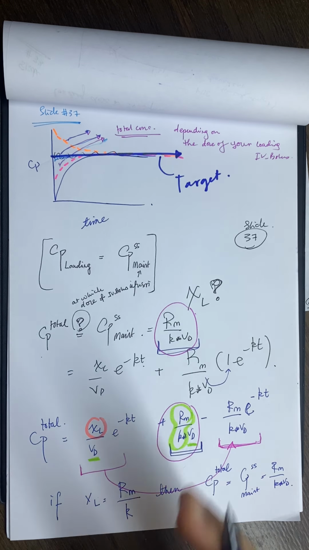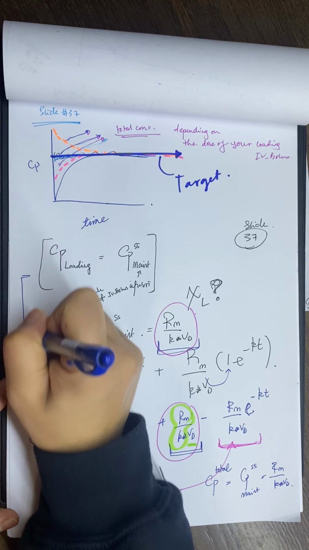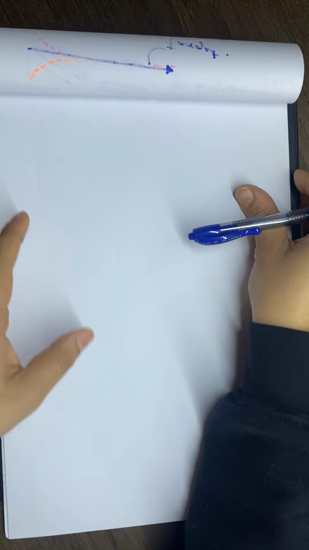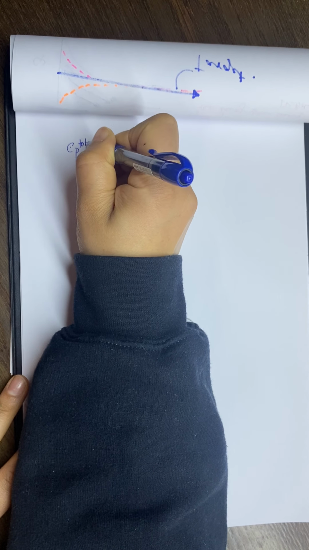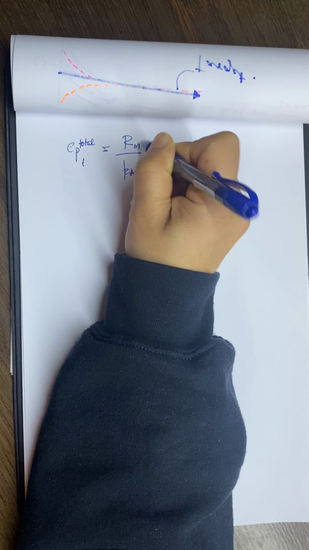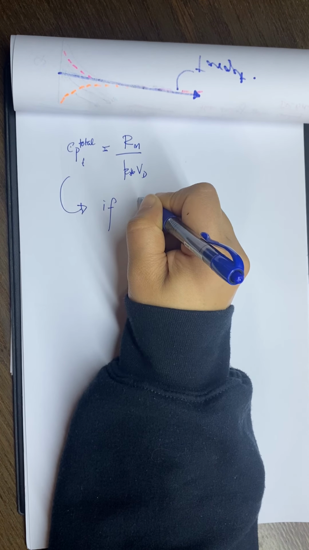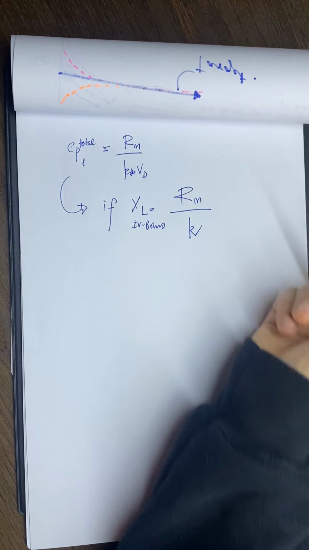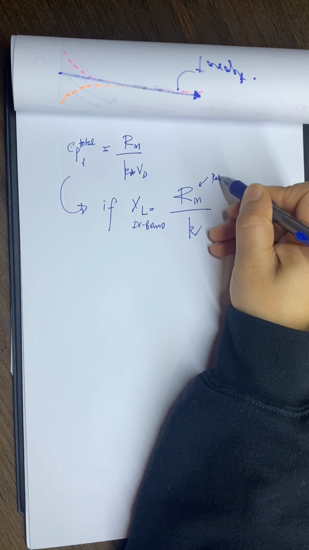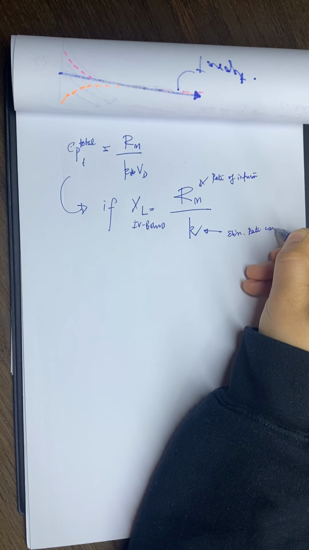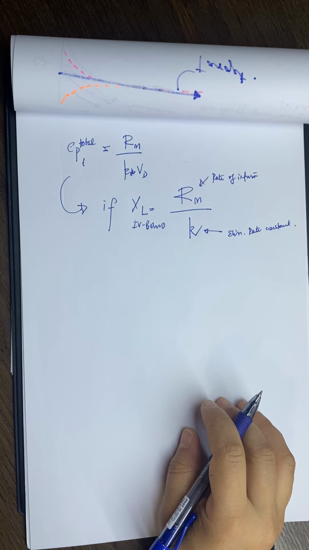And this is what I'm trying to show you. This is just to tell you the way that we got that the total concentration at certain time of both of them equals R over K multiplied by VD maintenance, and this happens under one condition: if loading dose of the IV bolus equals R of the maintenance over K, which is the rate of infusion, and this is the elimination rate constant.